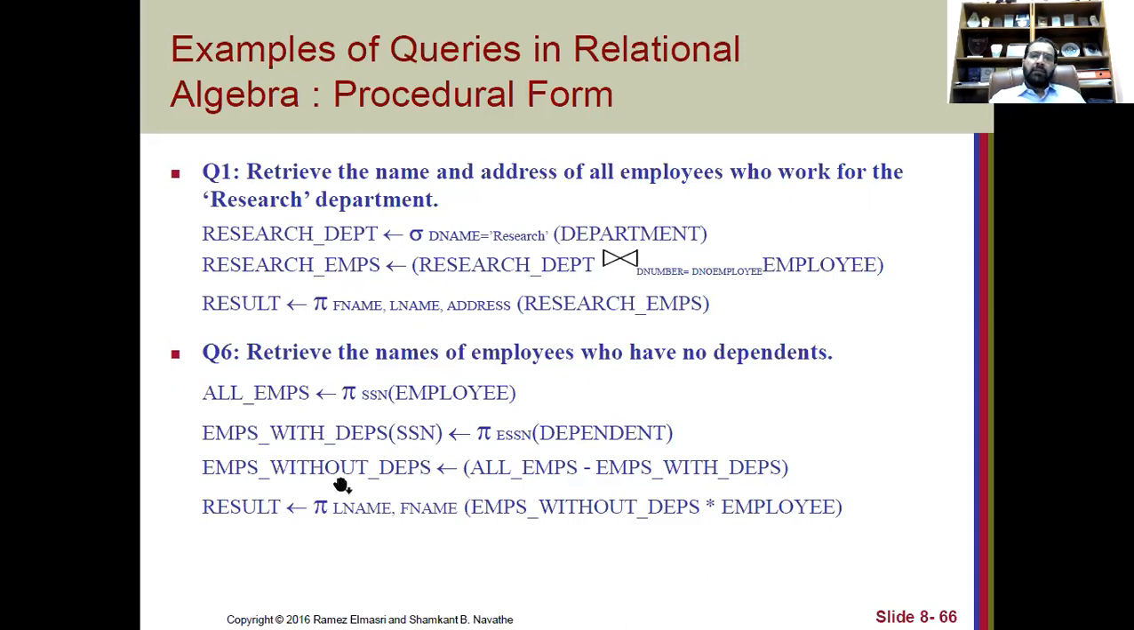Then we minus the employees with dependents from all employees, and here we apply the project operator, that is l name and f name, which is required. So we can easily have the information that these employees do not have dependents. That is the way in which we can write an algebraic expression.